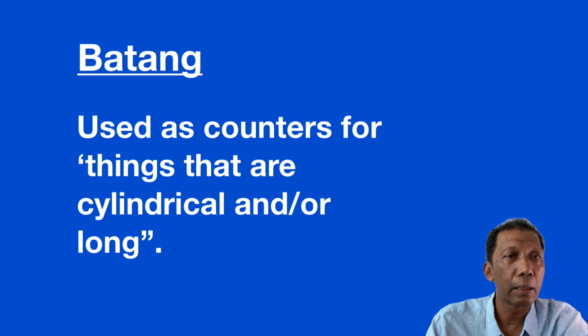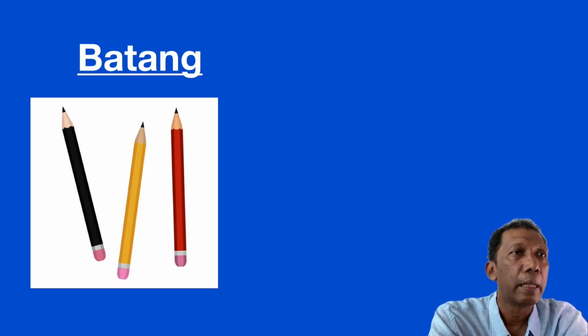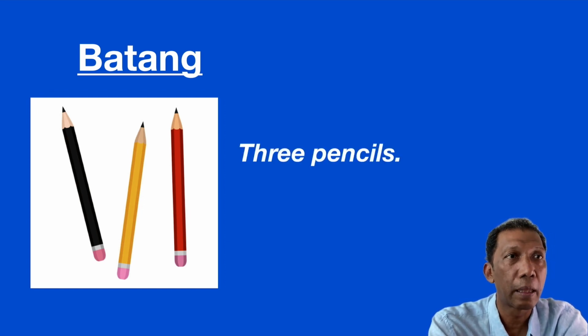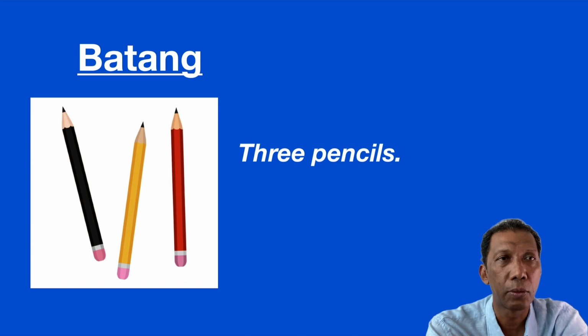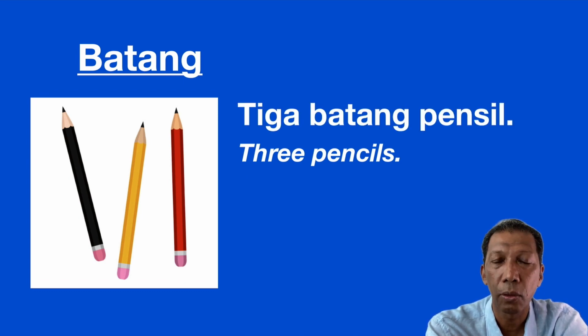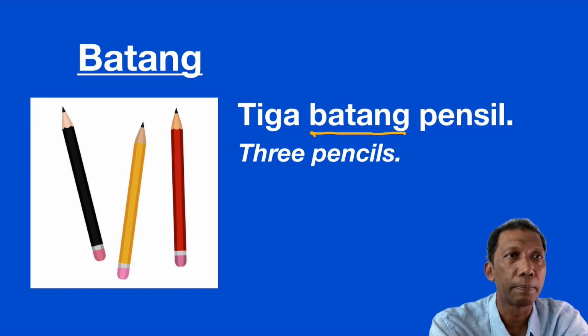Now let's take a look at an example, which will be easy for you to understand. This pencil: in English it will be 3 pencils, 1, 2, 3. So in Malay it would be, what do you think it is? Yes, correct, 3 batang pencil. Batang is the counter, and 3 is the number of pencils. All right, let's get some more.